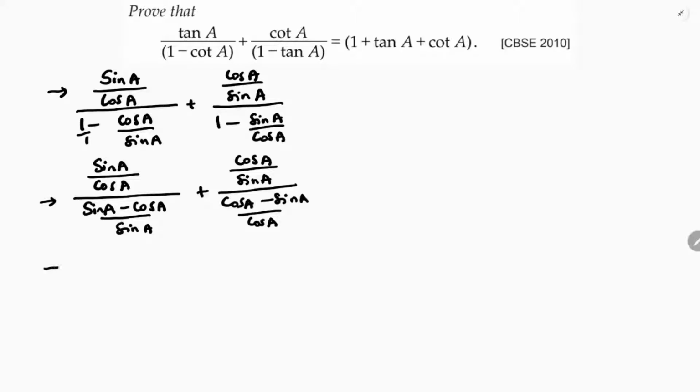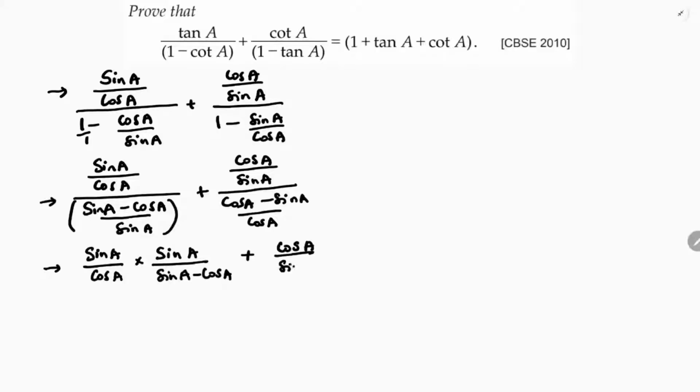Now the numerator, first I'll write the numerator, which is sin A by cos A into this denominator. I'll write it as multiplication, so it will become the reciprocal: sin A by sin A minus cos A, plus numerator as it is cos A by sin A into cos A by cos A minus sin A. Now see the next step here.